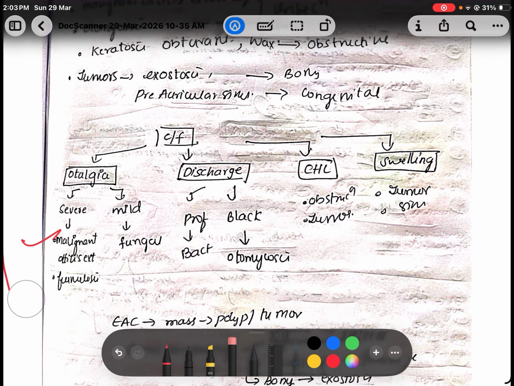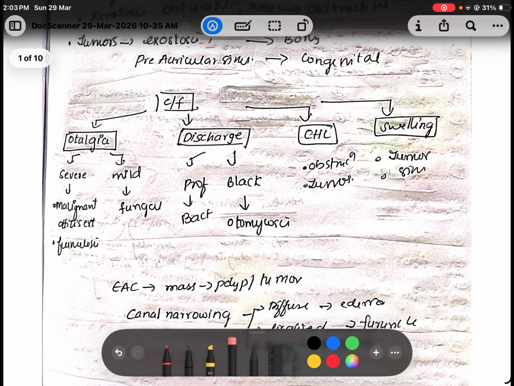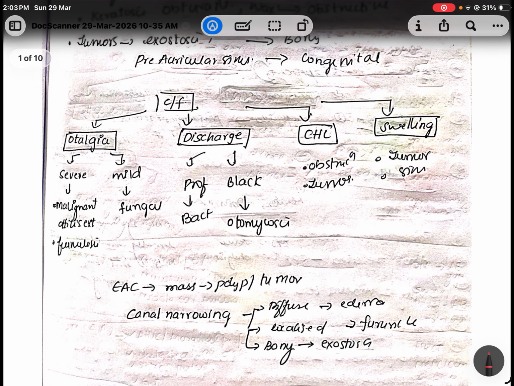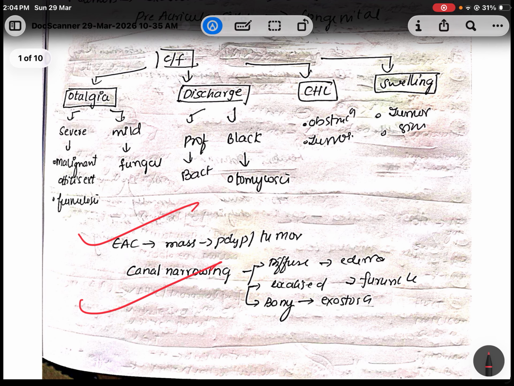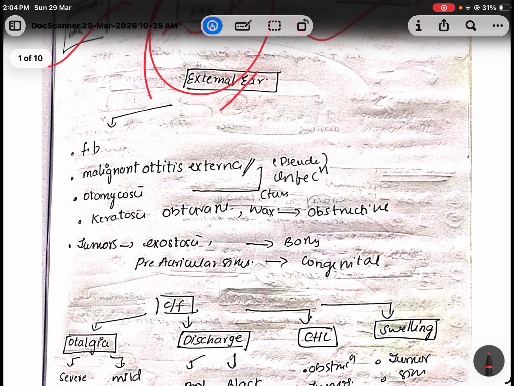Again, investigation management, I have not seen any question being asked. Okay, I hope this is clear. And again, obviously what do you see in the external auditory canal, and if it's a canal narrowing, what are the things which you will suspect? That's it about external. There's nothing much which they are asked.